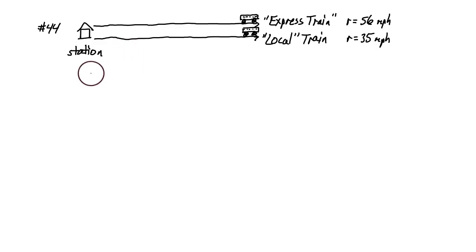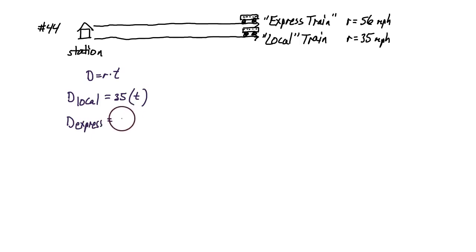One thing that will help us to answer this question is the formula distance equals rate times time. Let's make an expression for the distance that the local train travels. We take its speed, 35 miles per hour, and multiply by the time that it is traveling. Let's use the variable t to represent that time. Let's make an expression for the distance that the express train travels. We take its rate of speed, 56, and multiply it by the time that it travels.